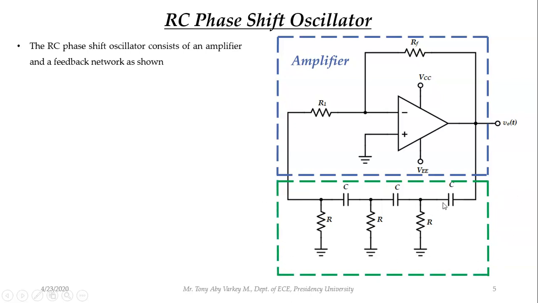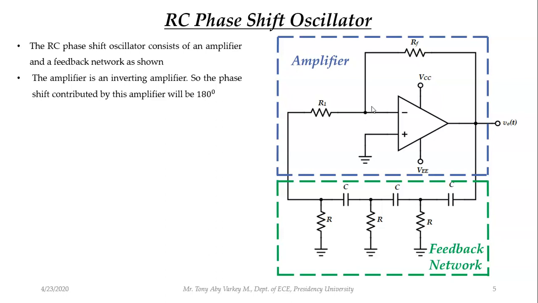So how many RC networks are there? One, two, three. So three RC networks are there in the feedback, and the amplifier is an inverting amplifier. So what is the speciality of an inverting amplifier? In an inverting amplifier, the phase shift is 180 degree. The phase shift contributed by this amplifier will be 180 degree.